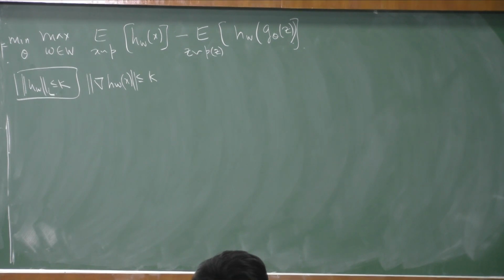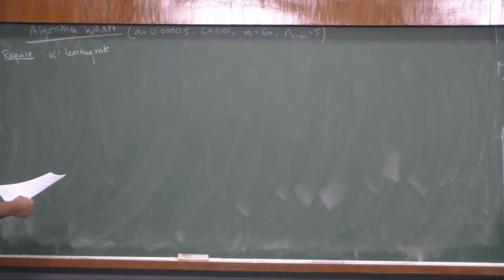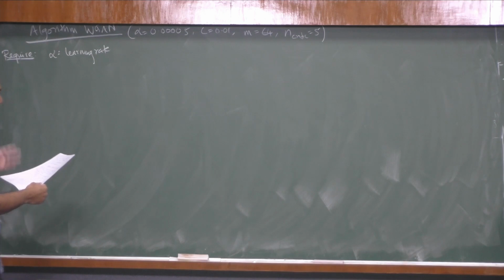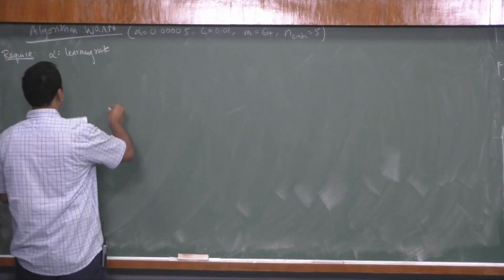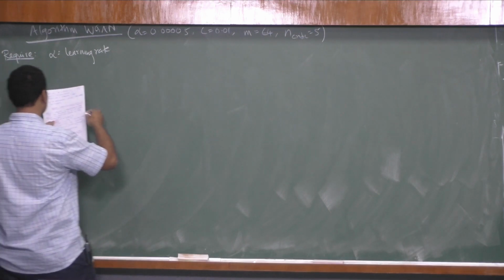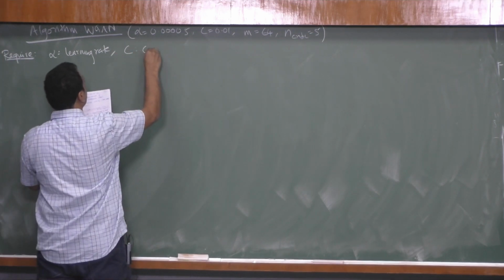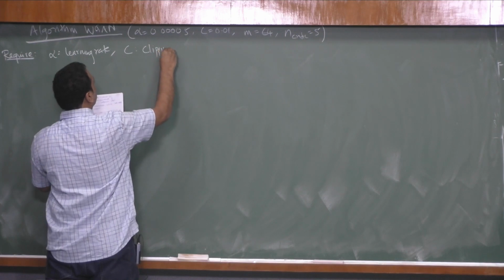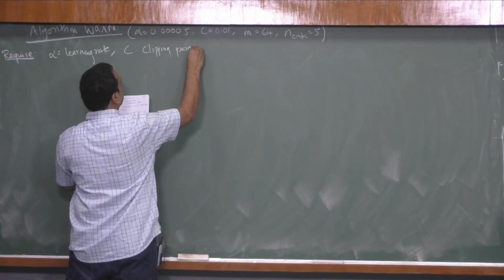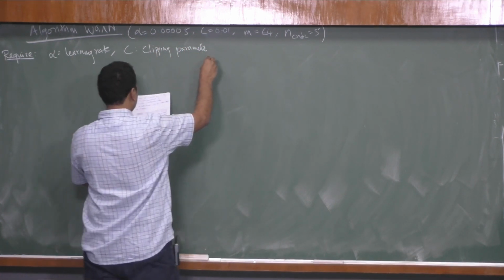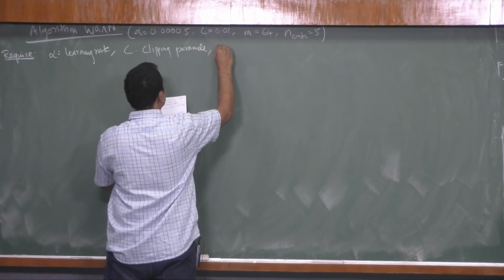Sometimes there are parameters in the actual implementation where, even from theory, you don't know what the best clipping is. So in their case they choose this clipping, which will clip the weights. Okay, so let us see the algorithm. Alpha is the clipping parameter. C is the clipping parameter. M is the batch size.